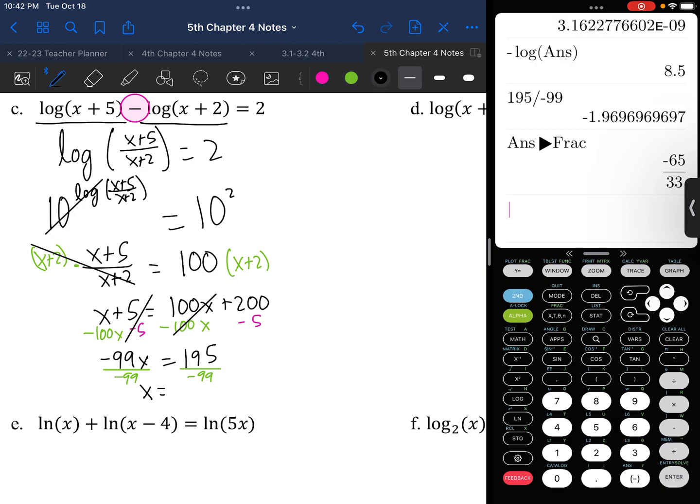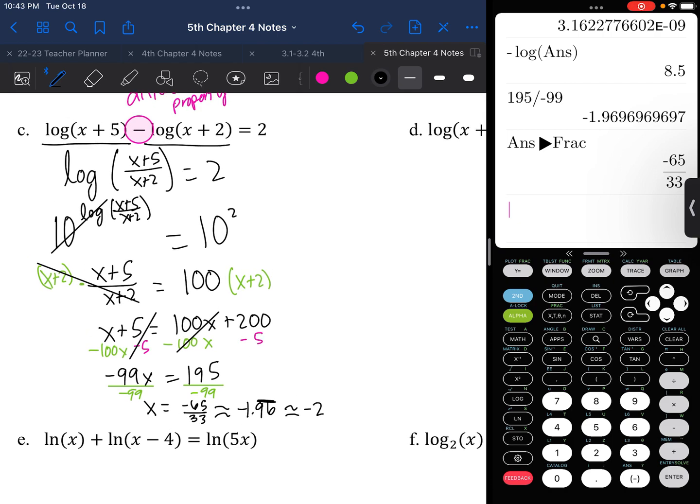So apparently that reduces just a little bit to negative 65 over 33, or approximately negative 1.97. Because it's actually 1.96 and the 9 and 6 both repeat, which is awfully close to negative 2. So let's try this out. The log of 2 plus 5, I'm rounding, I realize that, minus the log of 2 plus 2, hopefully equals 2 or close to it. I am rounding quite a bit, so this is probably not going to come out perfectly.